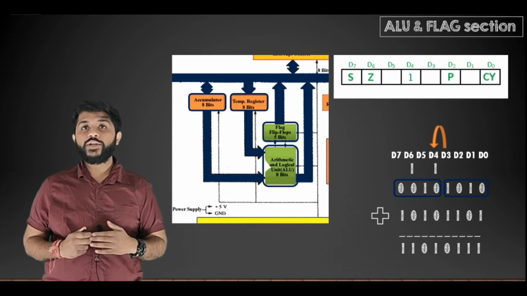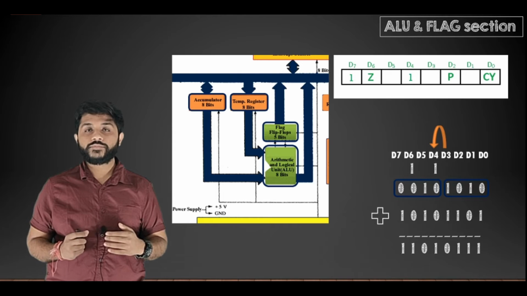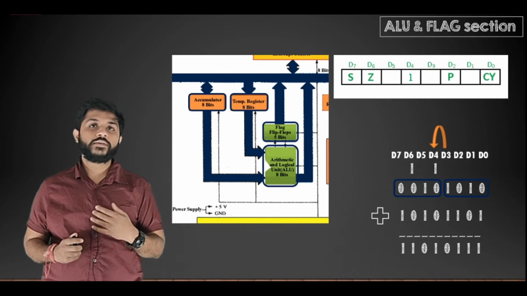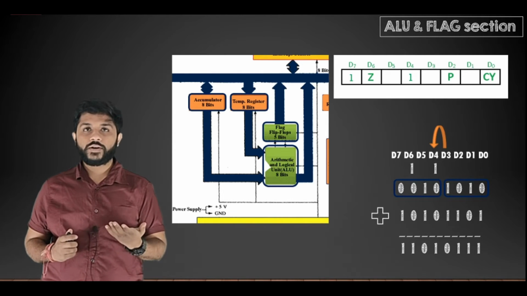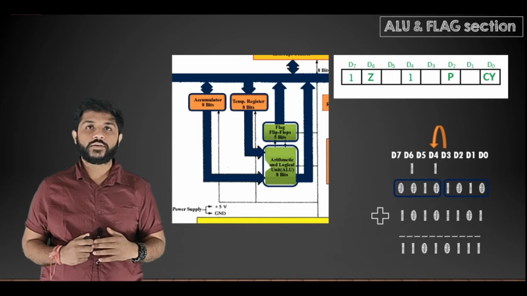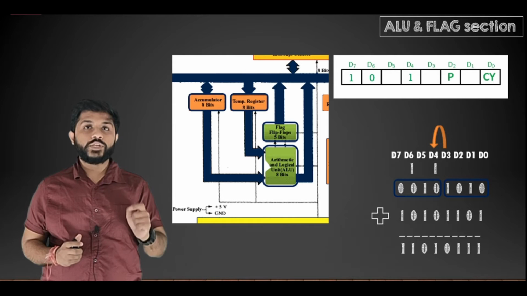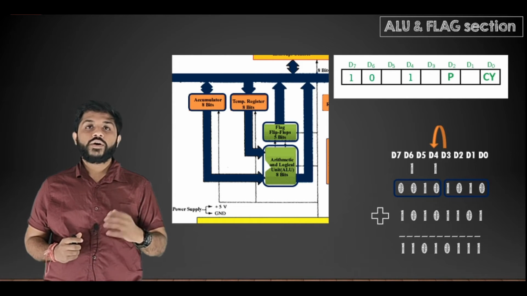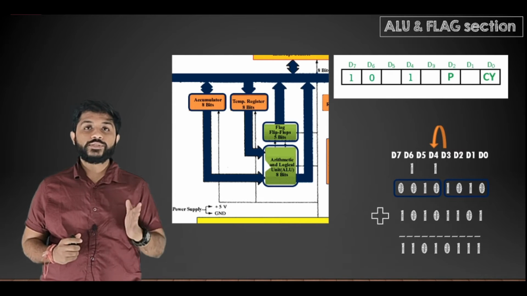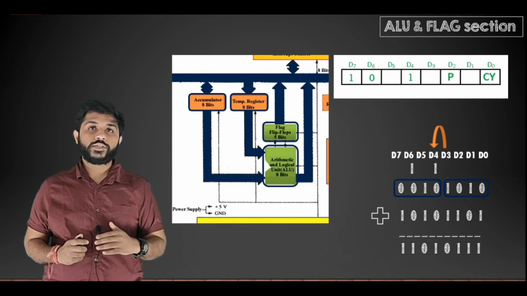What is the value of the sign flag? It will be 1 because the D7 bit is 1. What is the value of the zero flag? It will be 0. Why? Because all the bits from D0 to D7 are not 0.